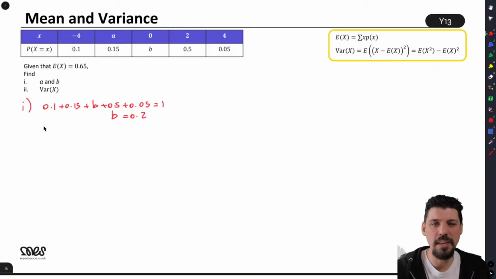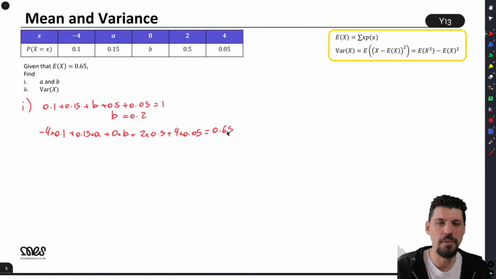But then we also know that E of x is 0.65, so minus 4, using what we know the expected value is, times 0.1, plus 0.15 times a plus 0 times b. We'll put it in just for funsies, plus 2 times 0.5 plus 4 times 0.05. That's got to equal 0.65.